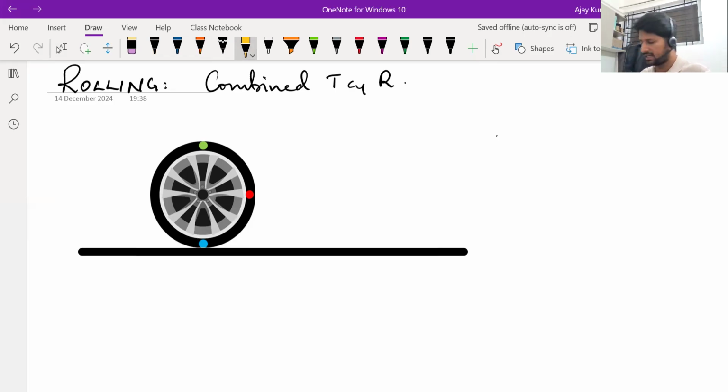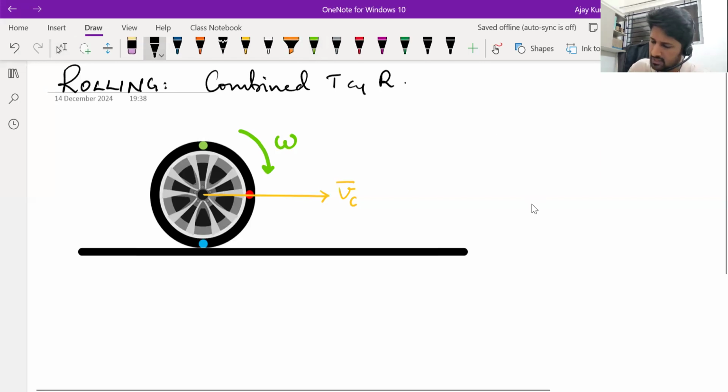Therefore, its center of mass will have a certain velocity in the forward direction. Let's call it as VC. And the wheel will be rotating also. Let's say its angular velocity is omega. I'm assuming it is rotating in the clockwise sense. Okay. And generally, if a vehicle is moving forward, the wheel rotates. Like if a vehicle is moving to the right, okay, the wheel rotates clockwise as seen by you. So let's say the angular velocity is omega and assume the radius of the wheel is r.